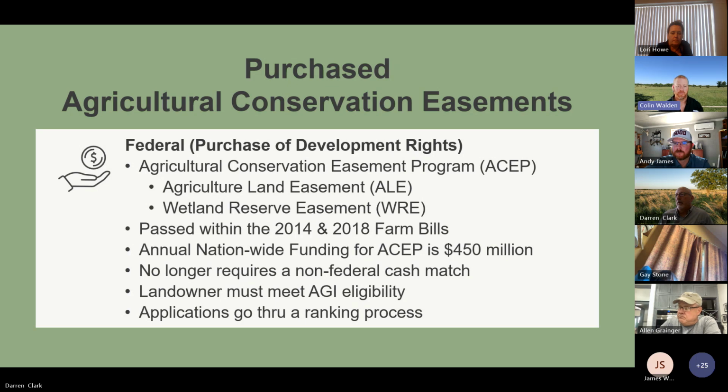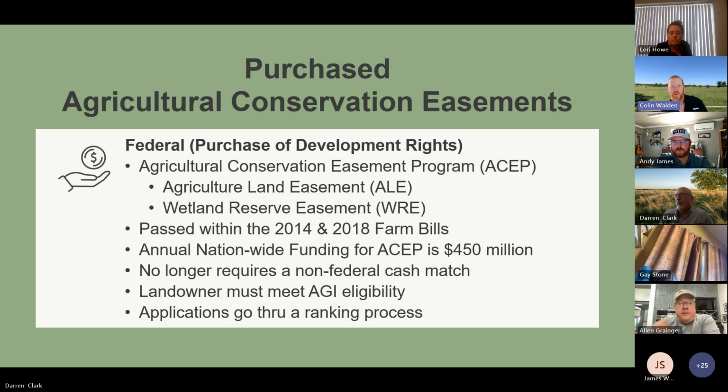It's a farm bill program, and the nationwide funding for this program is $450 million, which seems like a lot. Of course, that'll sometimes vary from year to year. You've got to remember, out of that $450 million, the WRE program also gets some, and each state is allocated a certain amount. As Andy alluded to, say Texas gets $5 million, it can go pretty fast.